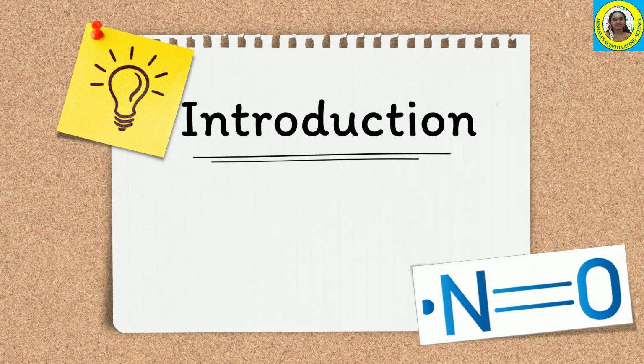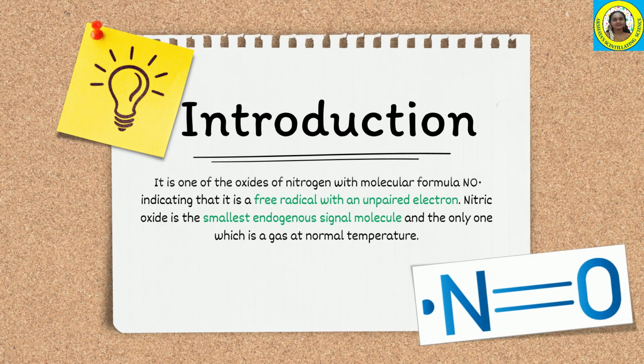So first, the introduction. It is one of the oxides of nitrogen with molecular formula NO, indicating that it is a free radical with an unpaired electron. Nitric oxide is the smallest endogenous signal molecule and the only one which is a gas at normal temperature.